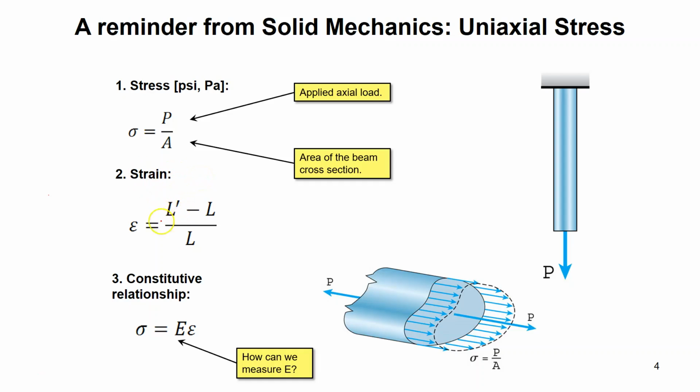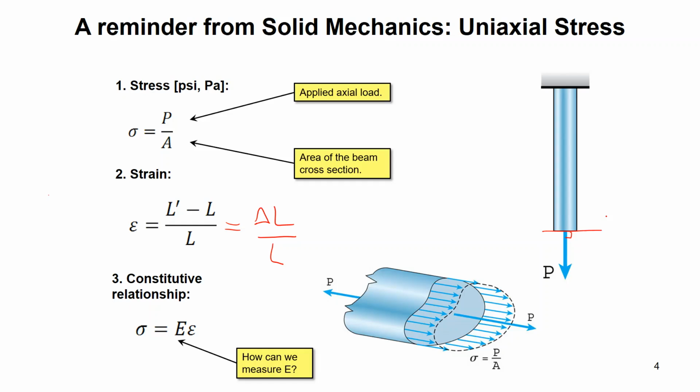Strain is the new length after you apply the force minus the original length, divided by the original length, or you can also write it as delta L divided by L. We show this normal strain by the letter epsilon, and it does not have any unit because it's like meter divided by meter or inch divided by inch, so it's a unitless quantity. Now, as I said, this is called normal strain because your force is normal to the surface, right? It's perpendicular to the surface.